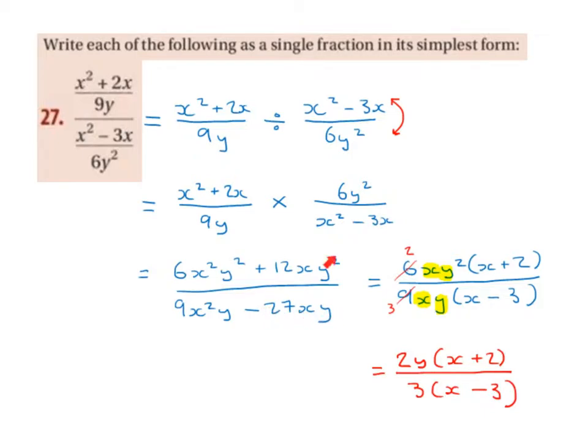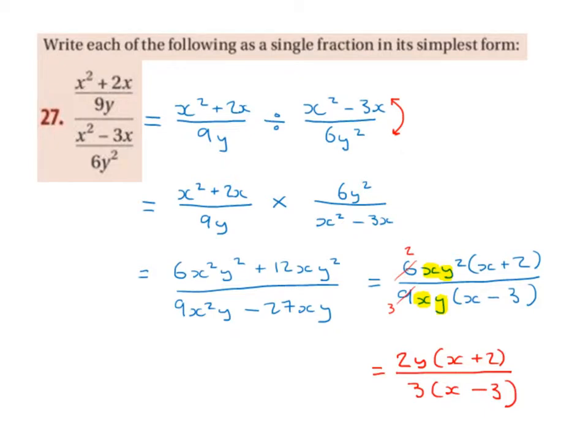So now we have an algebraic fraction, and we're going to see can we simplify it a little more. So what we're going to do is factorize the numerator and the denominator. So start with the numerator. So we have 6 and 12. Well, the number that will divide into both of them is 6. So 6 is the first part of our HCF.